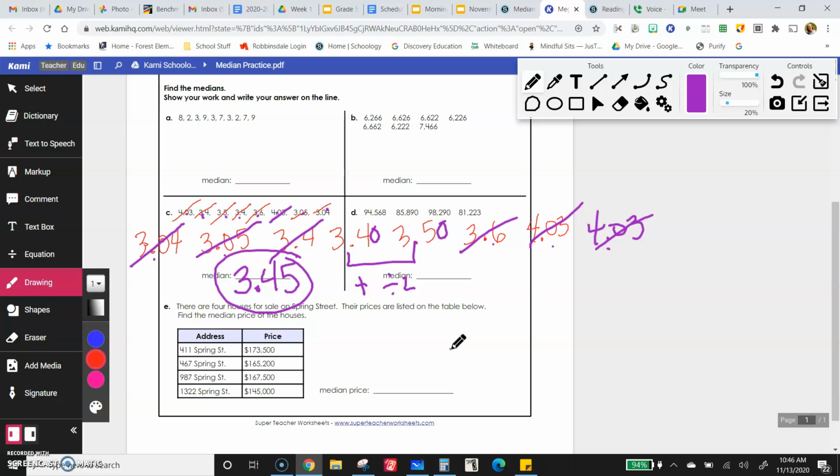Let me know if you need any help with the other ones. Those are all commas on the other ones, not decimals, if you are wondering. All right, good luck.